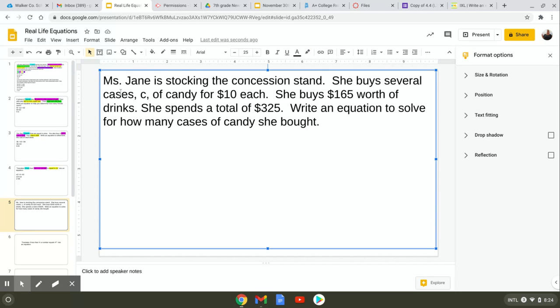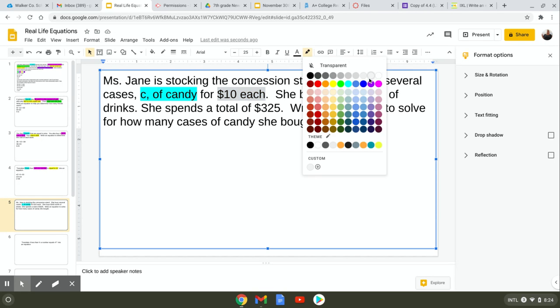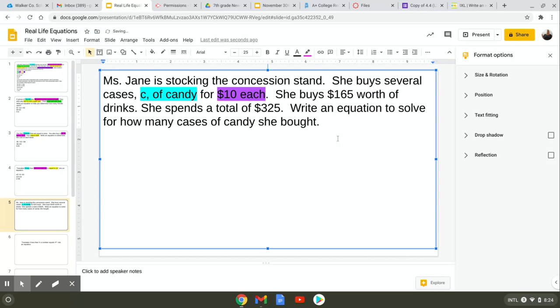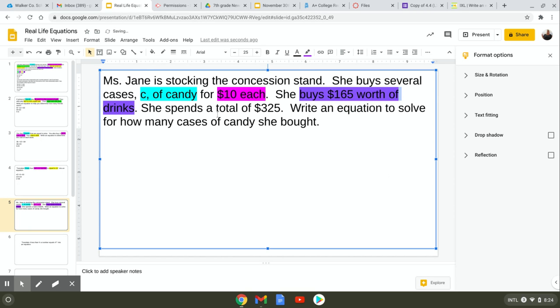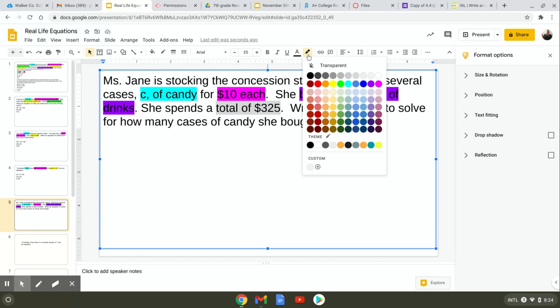Okay, so it says she buys several cases of candy, which is C. So that is our variable. We know that they are $10 each. So each case is $10 each, but we don't know how many cases we bought. She also buys $165 worth of drinks. So that's going to be an added constant number because it's not changing. We know how many drinks she bought. And it says she spends a total of $325. So that means that goes on the other side of our equal sign.